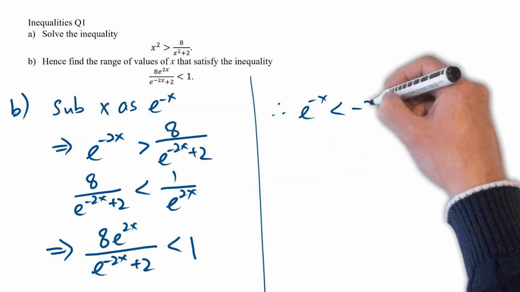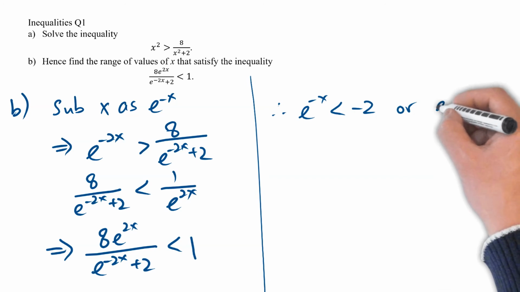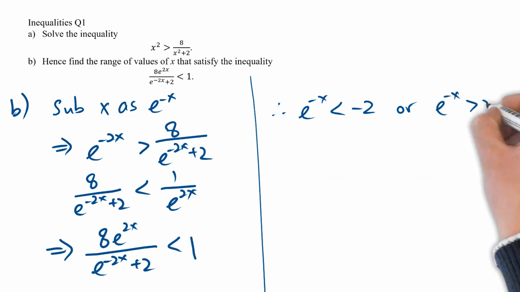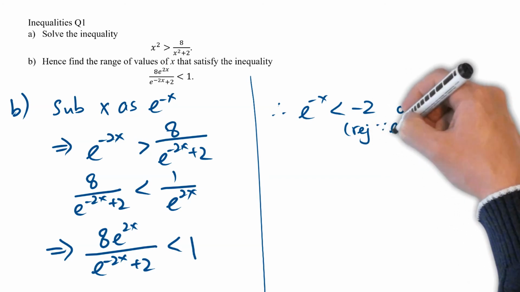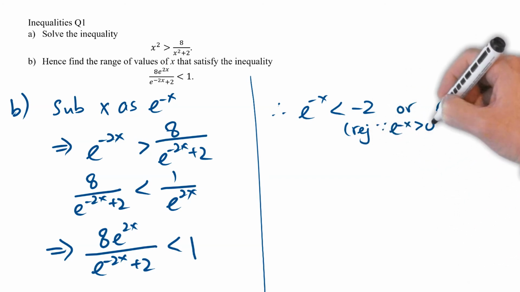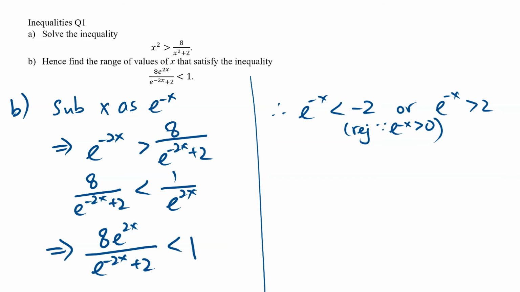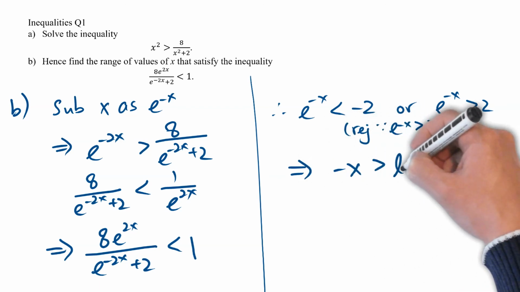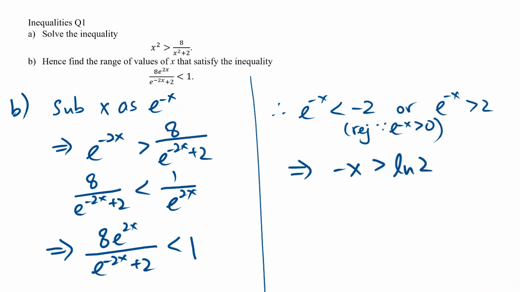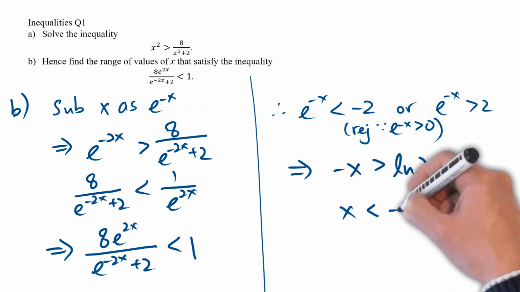And we can make use of our answer in part A to write the solution now as e to the power of negative x less than negative root 2 or e to the power of negative x more than root 2. And we can reject the first solution where e to the power of negative x is less than negative root 2 since e to the power of negative x is a positive term. Thereafter, we simply have to solve the inequality e to the power of negative x greater than root 2 by taking ln on both sides to give us negative x greater than ln root 2, and eventually x must be less than negative ln root 2.